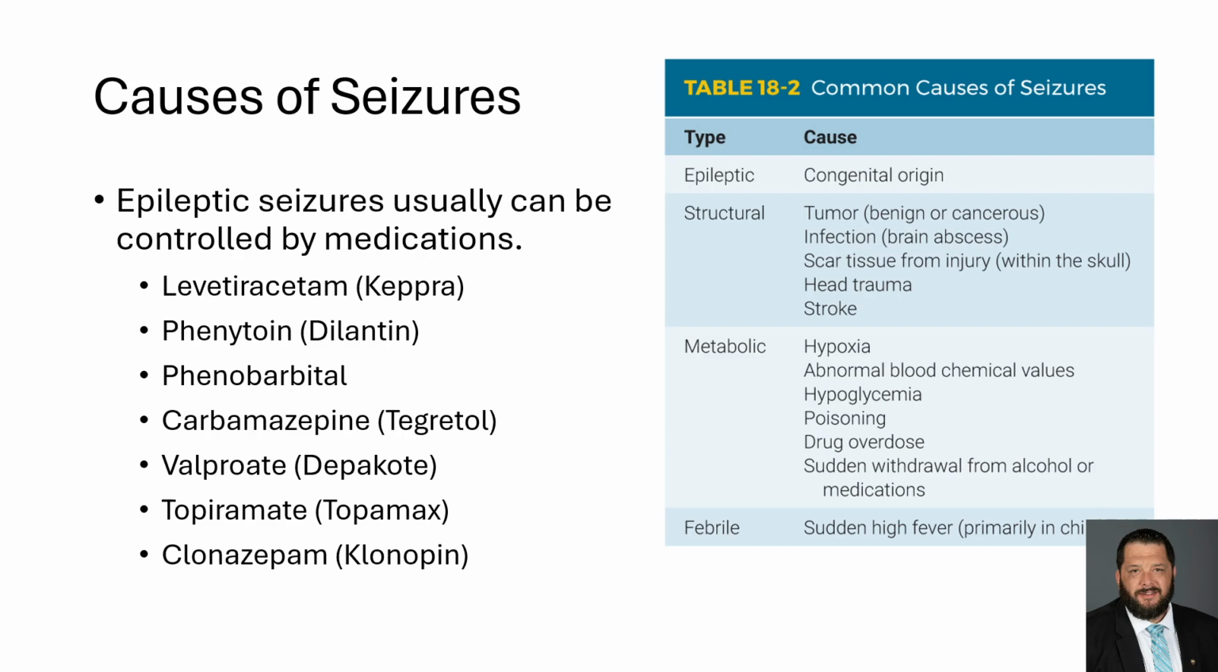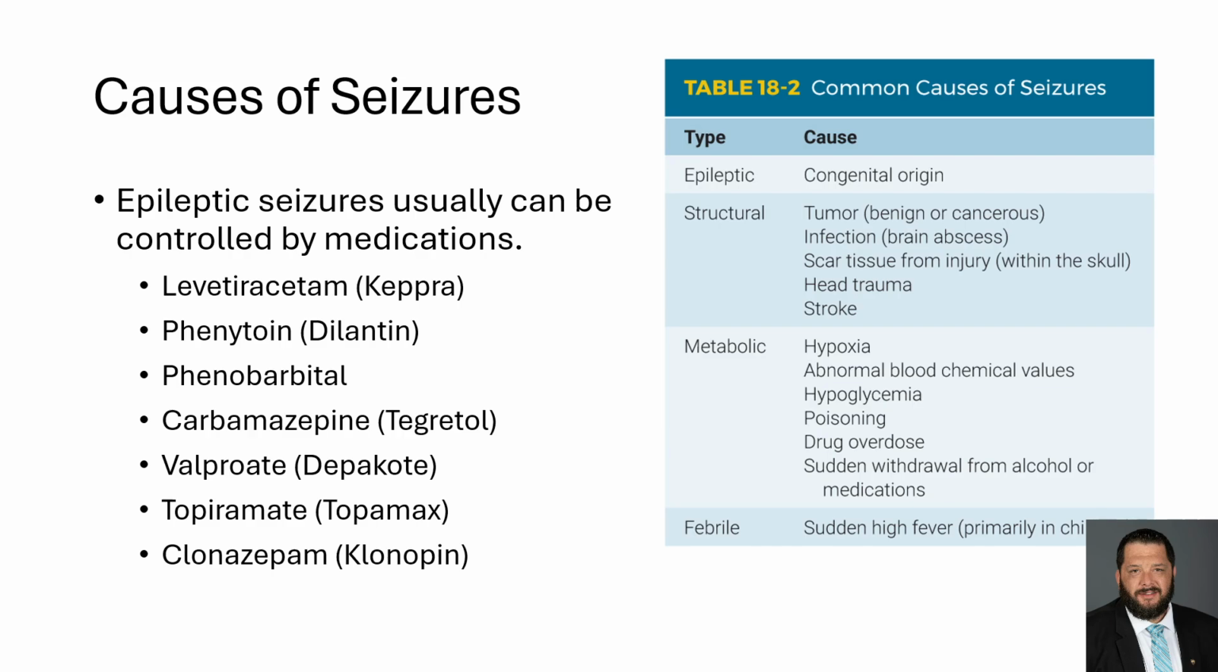Metabolic seizures can occur: hypoxia, hypoglycemia, drug overdose, poisoning, sudden withdrawal from alcohol or medications. We'll talk about delirium tremens and alcohol seizures a little bit later. And then in the pediatric chapters, we'll certainly talk about febrile seizures. And these are sudden onset of high fever, primarily in children. And you will undoubtedly see febrile seizures in your career.